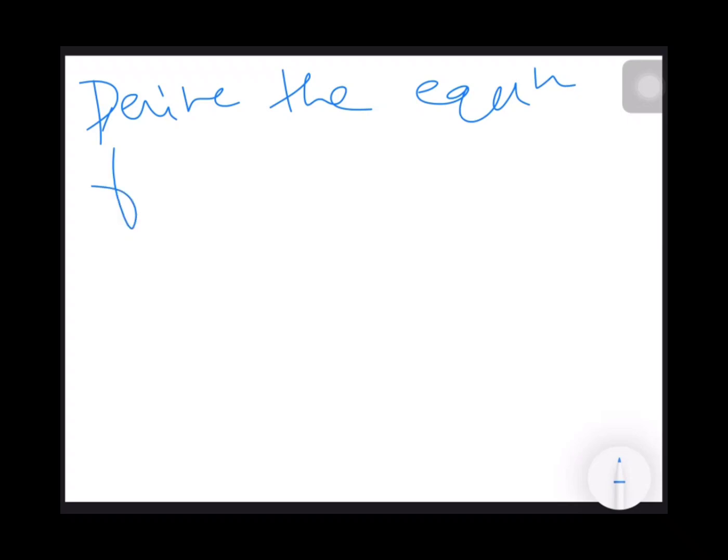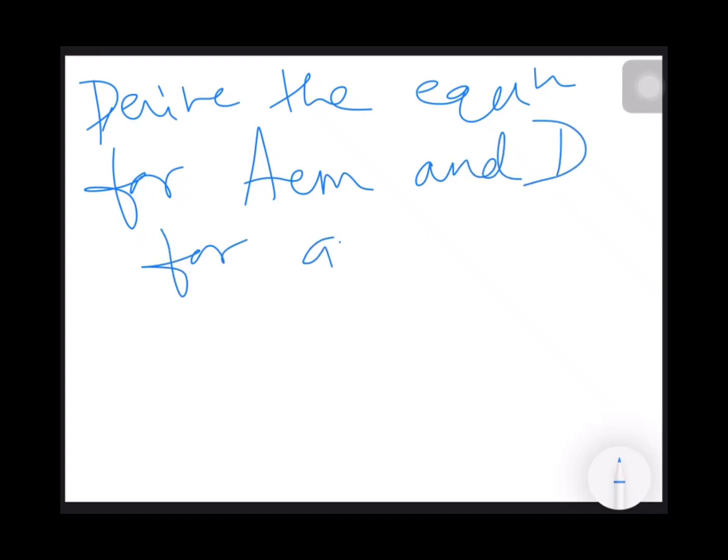Learn to derive the equations for maximum effective aperture and directivity for a lambda by 2 antenna, or else we can also call it a half wave antenna.